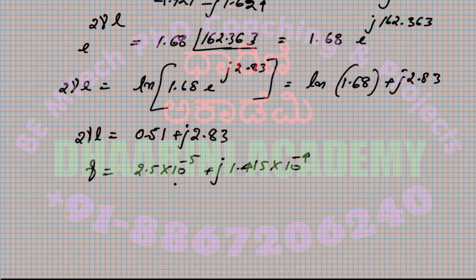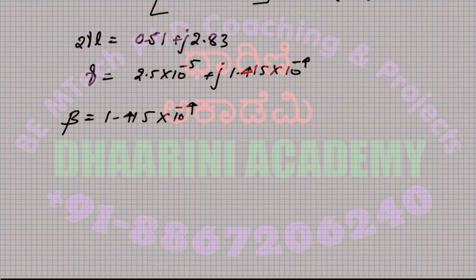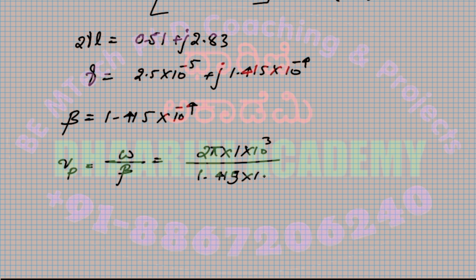Minus 4. Okay. So we know that we got a beta. Beta is equal to 1.10 to the power minus 4. So you got a beta now. You can use this beta to calculate VP. Phase velocity is omega by this beta. So 2 pi, now you can apply the given frequency, 1 into 10 to the 3, divided by this beta. 1.415 into 10 to the minus.